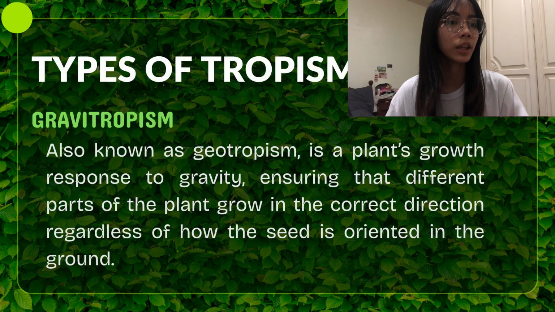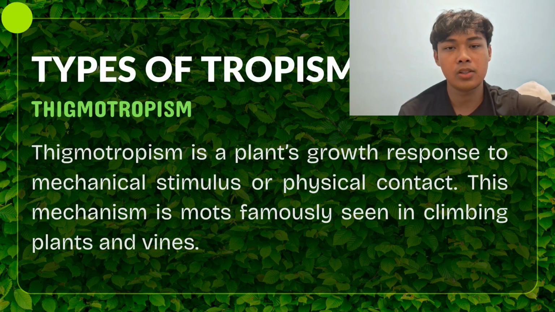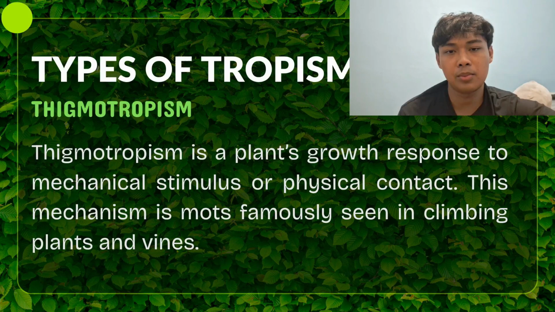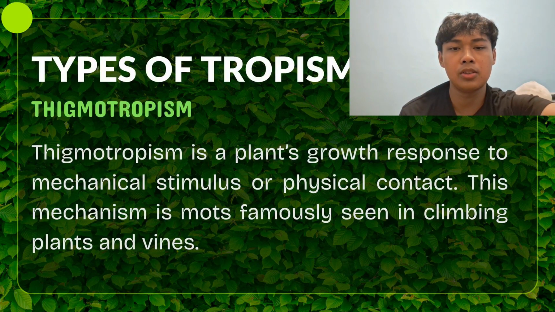So the next one is thigmotropism. Let's now move to the types of tropism. First off, we have thigmotropism, also called haptotropism. This is a directional growth movement in plants triggered by touch or physical contact with a solid surface. This allows climbing plants and vines to cling to, crawl around, and grow upon structures for support, often optimizing light exposure. This process is driven by hormone-induced differential growth rates.